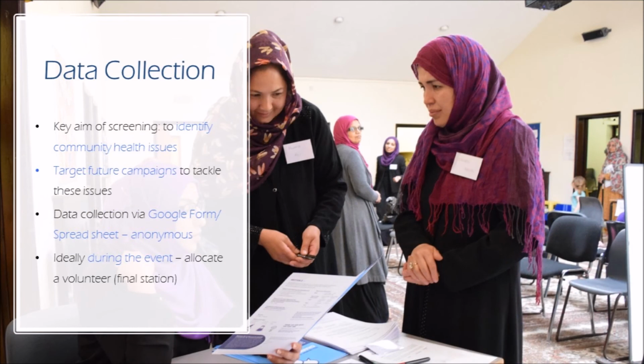Data collection and photos. One of the key aims of holding health screening events is to identify specific health-related issues within our communities. These will enable us to manage our resources to target future campaigns, events, and health initiatives to tackle these issues. Data can be collected in one of two ways. The most straightforward method is through filling out information on a Google form. The link for this will be shared with you following this presentation.